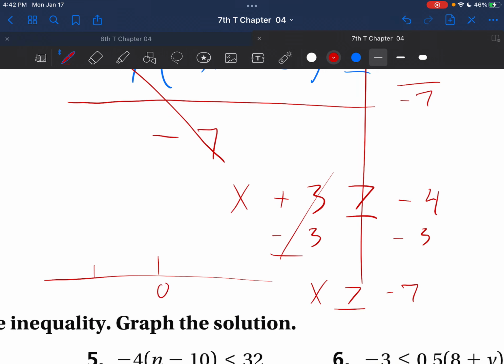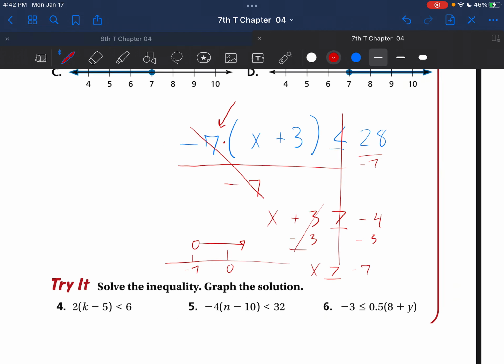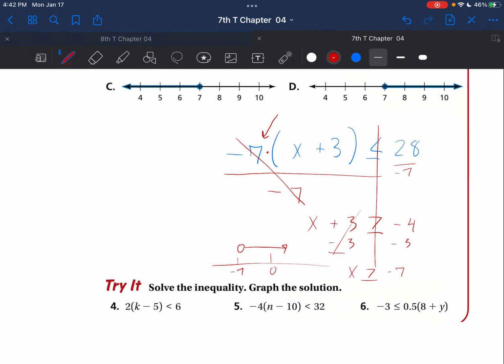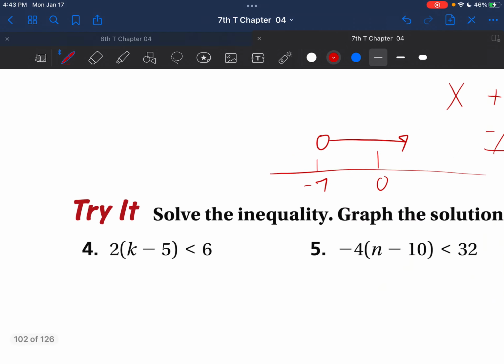And that is the exact same thing again. Here's 0, here's negative 7, and x has to be bigger. So both of those answers are correct. You just have to realize which one is easier or faster for you to solve. Okay? Let's try a few more, and then we are done with today's lesson.